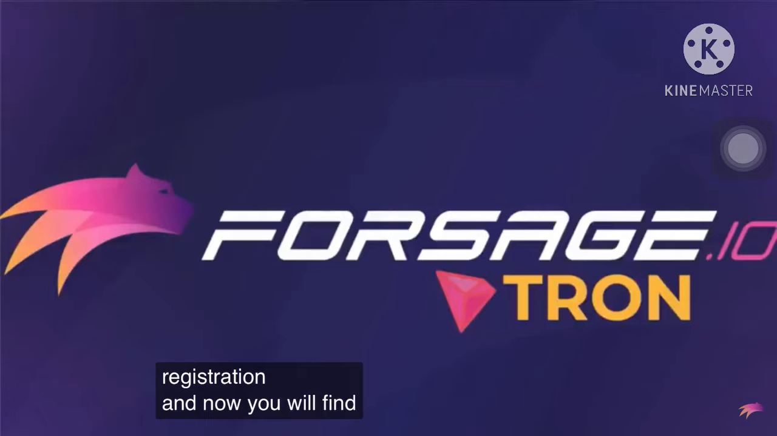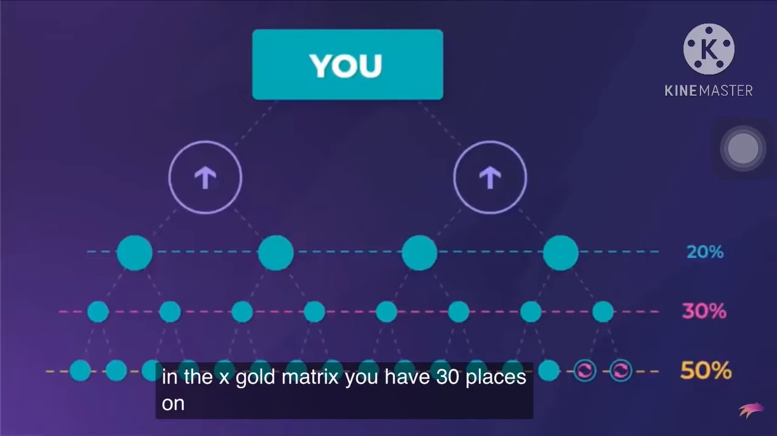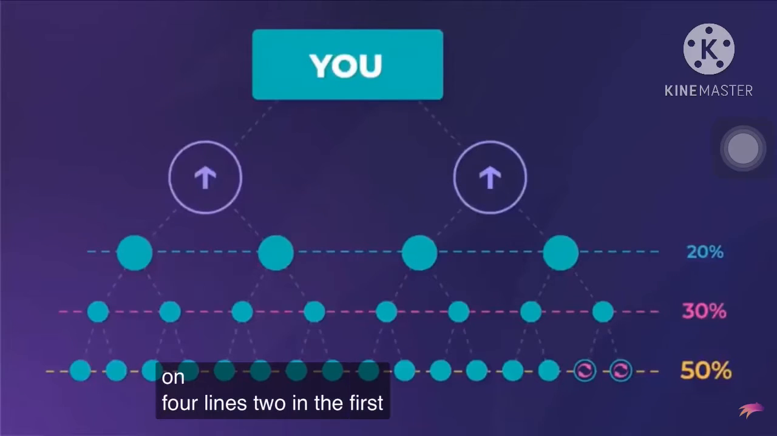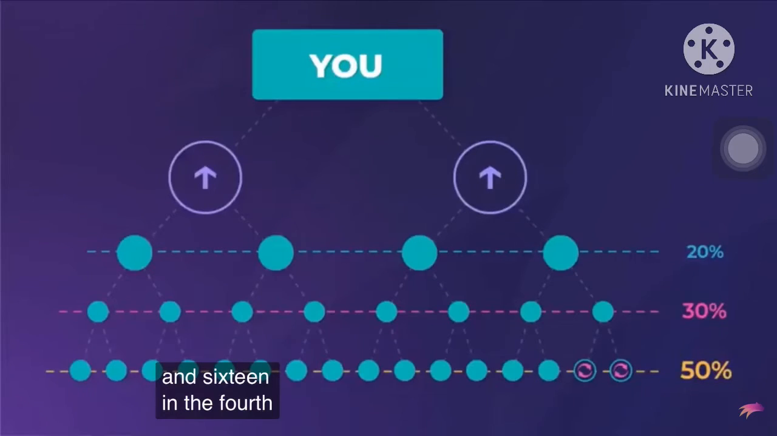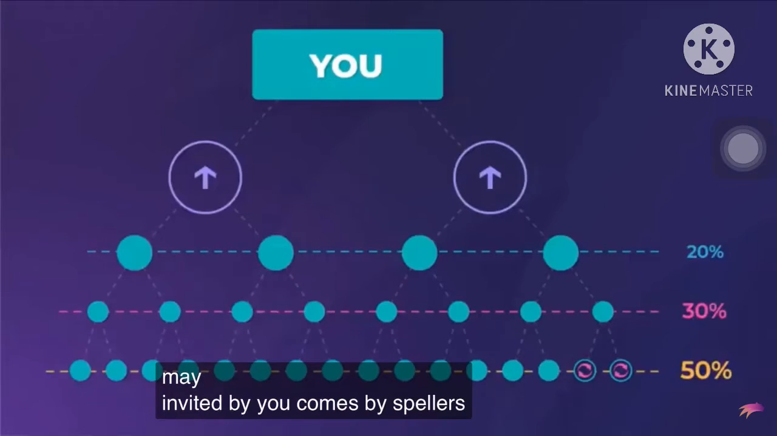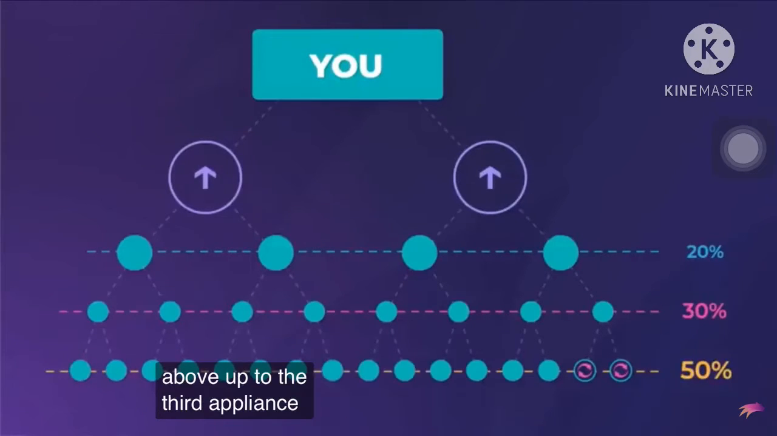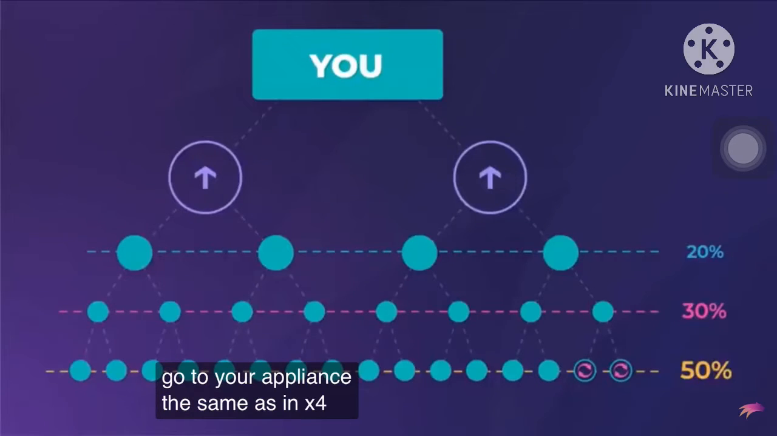And now you will find out what it is and why. In the xGold matrix you have 30 places on 4 lines: 2 in the first line, 4 places in the second line, 8 in the third and 16 in the fourth. Partners in your matrix, invited by you, come by spillovers from above up to the third uplines, and come by spillovers from down. Payments of 2 people in the first line go to your upline, the same as in X4.